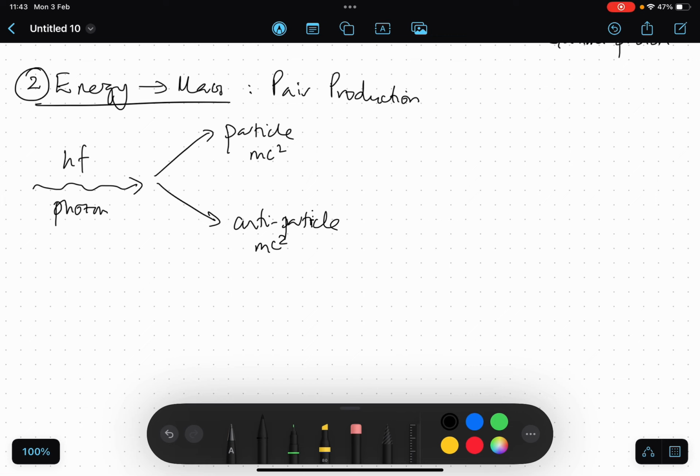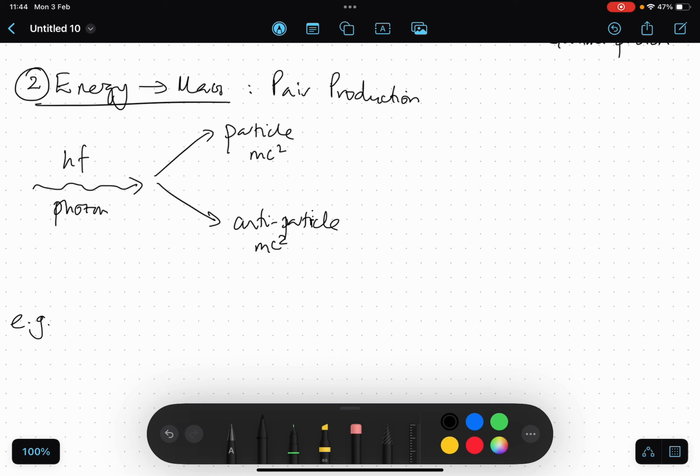Okay, so that photon energy has to be sufficient to create the particle and also the antiparticle. In other words, that hf joules of energy that the photon needs to have needs to be at least 2 lots of mc squared, because we've got 1 photon producing the particle and also the antiparticle.